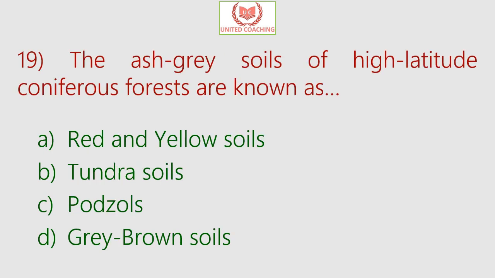Our next question is, the ash grey soils of high latitude coniferous forests are known as. So are they known as red and yellow soils, tundra soils, or podzols, or grey brown soils? So the answer is podzols. Podzol is a complex soil formation process by which the dissolved organic matter and the ions of iron and aluminium are released through the weathering of various minerals, and the iron aluminium component causes its color to turn ash grey, and these soils are acidic and infertile and of very limited value for agriculture. So the answer is, the ash grey soils are known as podzols.